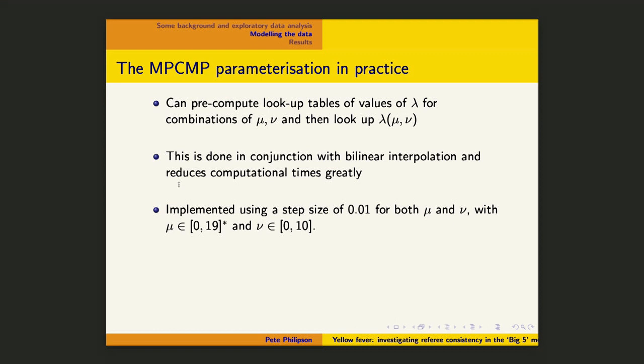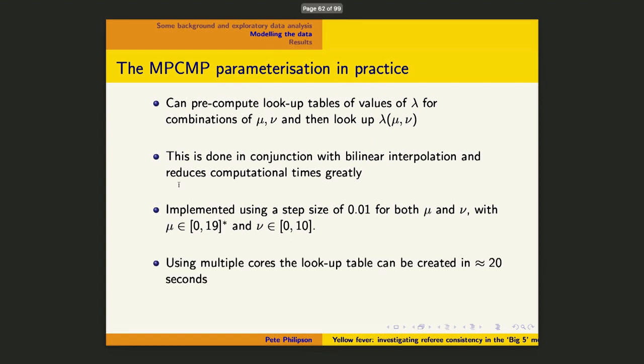Nu is bounded below by 0. It could, in theory, go up to infinity, but values bigger than 1 indicate underdispersion. And in practice, I've never seen values bigger than kind of 2 or 3, so a value of 10 there is pretty conservative, but again, you could ramp up that value if you wish to. And basically, you can work out these values of lambda based on these choices of mu and nu, and you can use multiple cores on a standard MacBook. You can work out that lookup table in about 20 seconds. So that's a kind of pre-processing step that we do, and then we use that lookup table to fit our models thereafter.